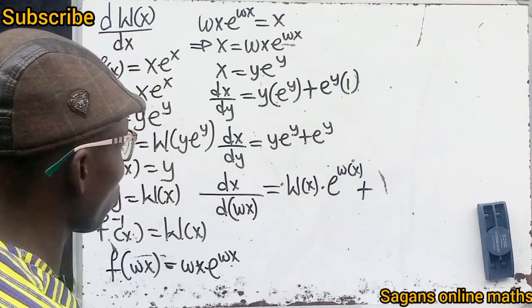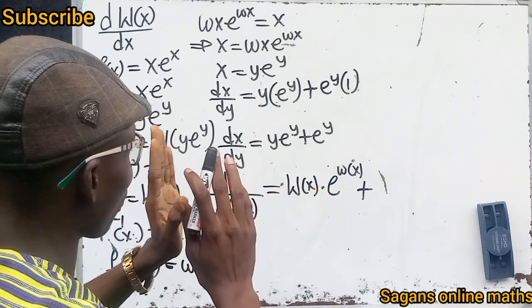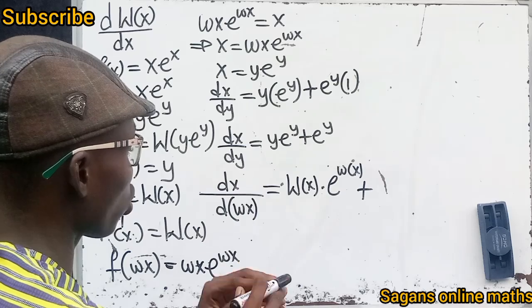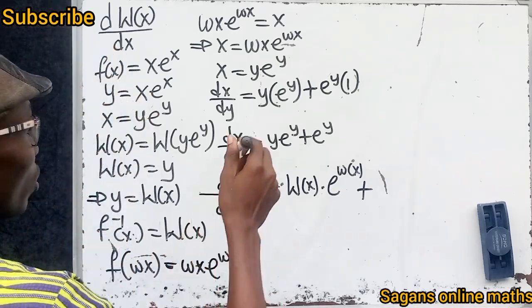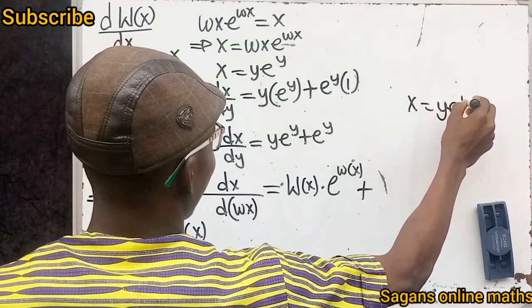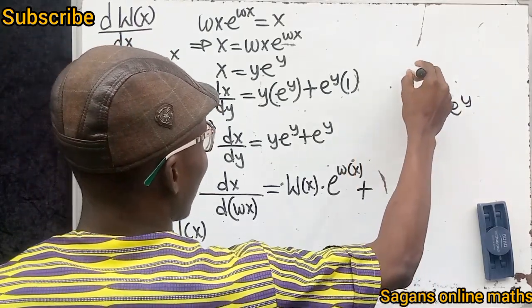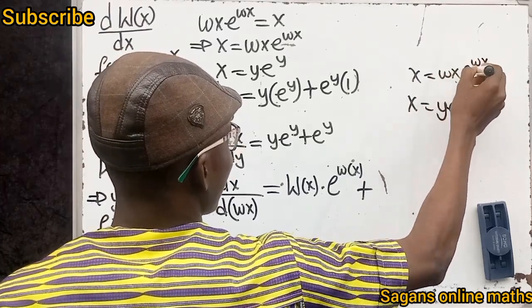But let me also draw your mind to something very interesting. If not using, we want to remove this e, and we want to work with just the w and x. We are going to remove everything e. Let's draw our mind to this. We know that x is equal to y multiplied by e to the power of y, and again s is equal to the derivative function of x multiplied by e to the power of the derivative function of x.